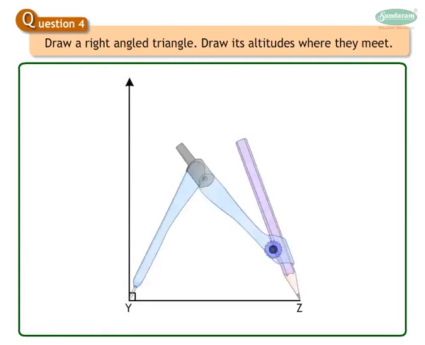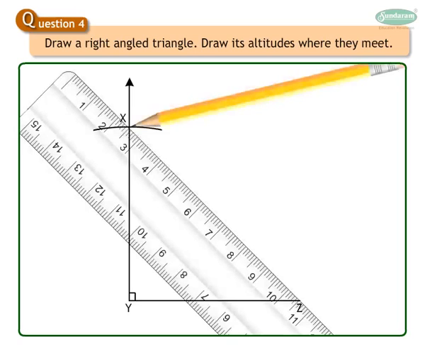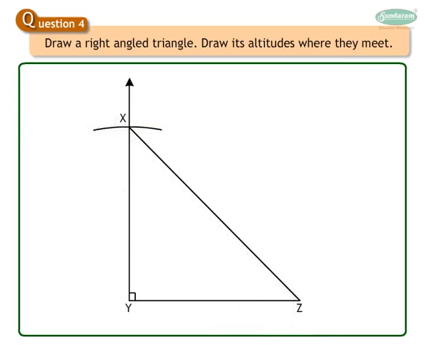Step 3. Mark point X on the arm other than YZ of the 90 degrees angle made in step 2, such that length of line segment YZ is equal to the length of line segment XY. Step 4. Join points X and Z to find the third side of the triangle XYZ. We know that a triangle has three altitudes. Line segment XY is an altitude on the base YZ and line segment YZ is an altitude on the base XY, as XY and YZ are perpendicular to each other.